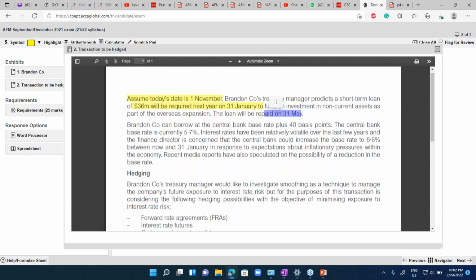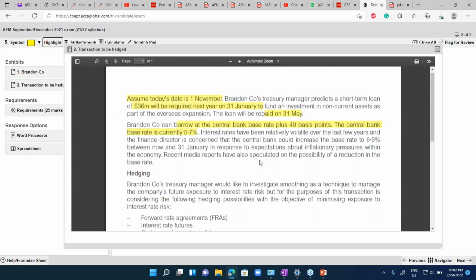So what is the duration of the loan? Feb, March, April and May. Four months is the duration of the loan. Brandon Company can borrow at the central bank base rate plus 40 basis points, and currently the base rate is 5.7%.